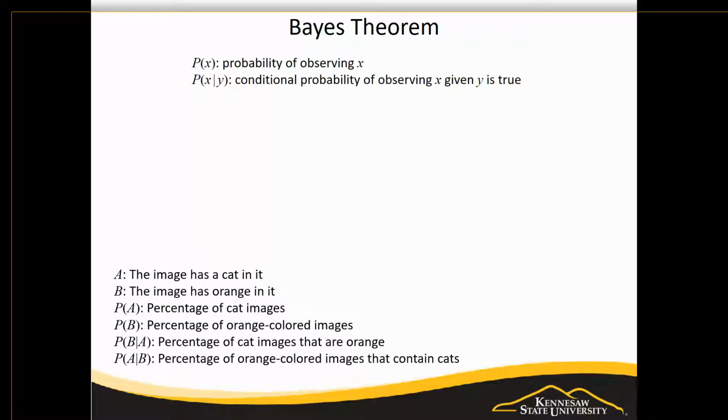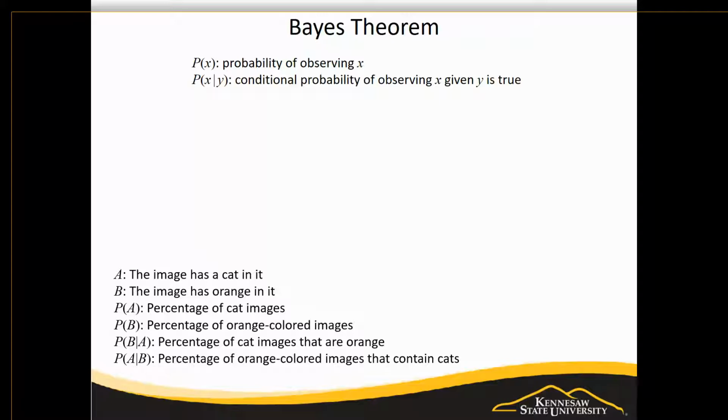Okay, so then the probability of A is essentially the percentage of cat images in whatever set you're talking about. It could be a training set, it could be the world or whatever, but the percentage of images that have cats in them, that's the probability of A. So 60%, 80%, whatever, 10%. And then the probability of B is what fraction or percentage of the images that we're looking at have orange in them.